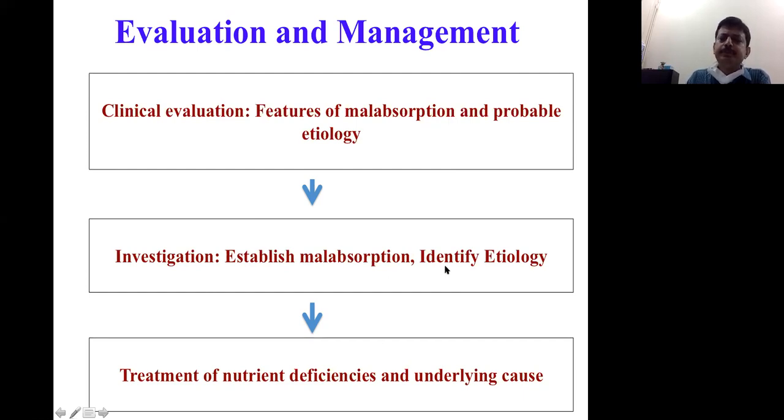Okay? And once we have identified the etiology of malabsorption, the next step is treatment. And treatment obviously is directed at the underlying cause of malabsorption. But in addition, we also need to treat the nutrient deficiencies. Okay, so clinical evaluation, investigations, and management. So we'll discuss each of them one by one.